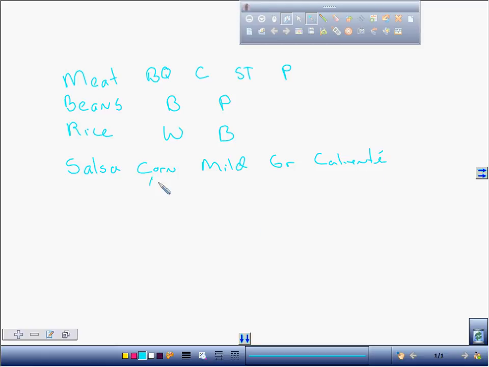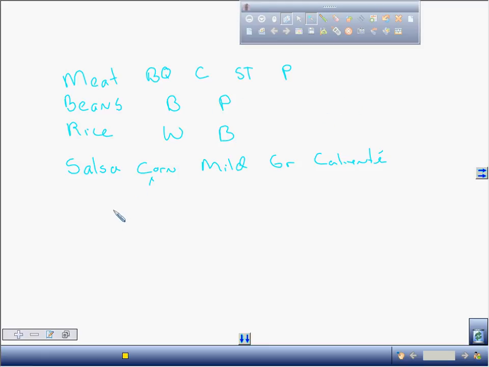And pico de gallo is a mild one. In any case, you then have the choice of with cheese, without cheese, with lettuce, guacamole, sour cream, all that kind of stuff. But just with these choices, how many different burritos can I make?